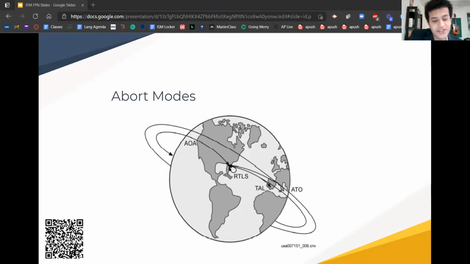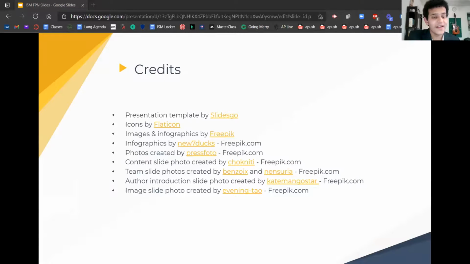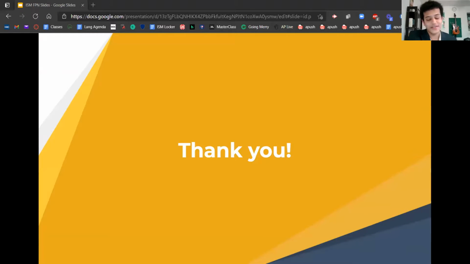And the RTLS is just the return to launch site. So when something goes wrong, you come back to the launch site. So that was the scope of my research in both of these sections. And in the QR code, you can see my final product for both of these components as well. And that actually brings us to the end of my presentation.